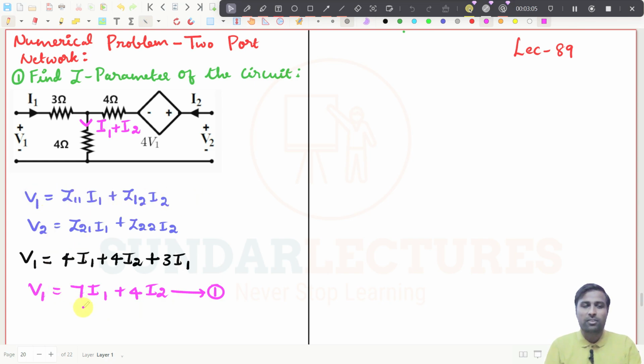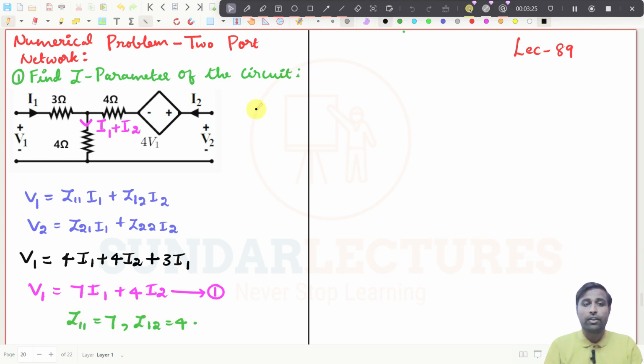We have found this expression. So what will be Z11? It is very easy to write the answers. Z11 will be equal to 7, and Z12 will be equal to 4. There is no difference. It is very easy. Straight away you can get the values.